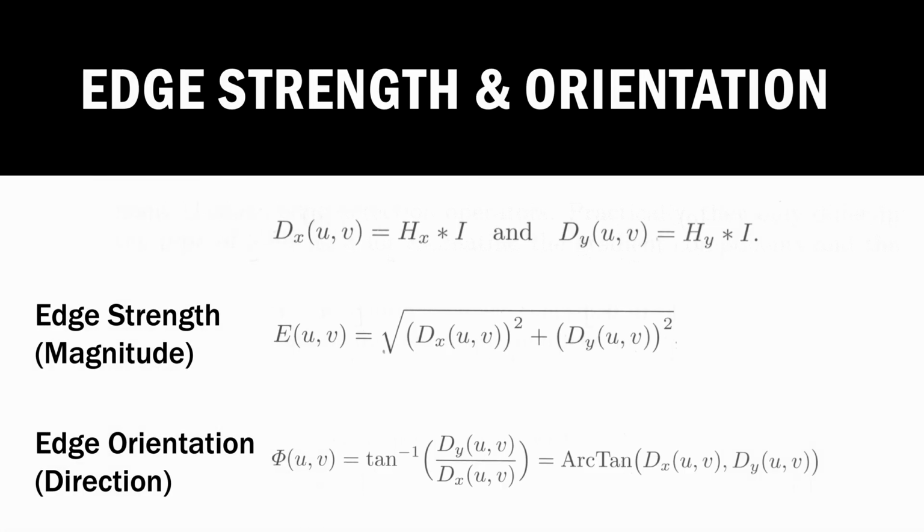When we apply the vertical and horizontal gradient filters, we get two results: dx, which represents the horizontal gradient, and dy, which represents the vertical gradient. Using these two components, we can calculate both the edge strength and its orientation. The middle equation shows how the edge strength is found by combining dx and dy to measure the overall gradient magnitude. The bottom equation gives the edge orientation, showing the direction where the intensity changes most sharply.